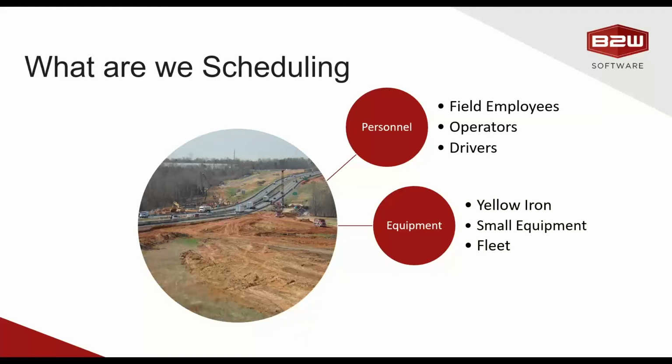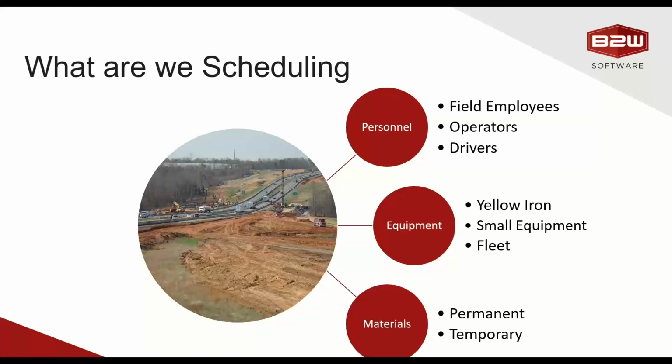Then, of course, there's equipment that these employees are operating. This could be yellow iron, like dozers, pavers, MTVs, loaders. They could be small equipment like light towers, compressors, or generators. And also you've got your pickup or trucking fleet. Lastly, we've got materials. Most are probably permanent materials installed at a location, such as pavement, aggregates, or precast. There are other types of materials which are equally important, called temporary materials, such as barrier, crash barrels, steel plates, or boxes. So again, while all of this can be assigned and managed within B2W Schedule, in today's webinar we're going to focus on the drivers, their trucks, and the materials that they're hauling between the locations.